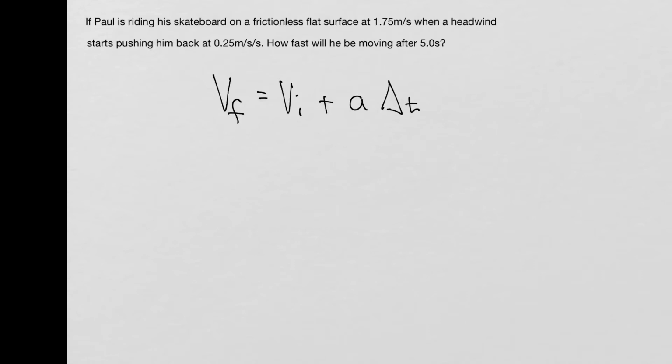The first thing we want to know is how fast he'll be moving after 5 seconds. We have to think, which one is that? That's going to be our Vf right there. Our initial velocity is how fast Paul was going when he started out. So in this case, it's just the 1.75 meters per second, so we'll put that right there.